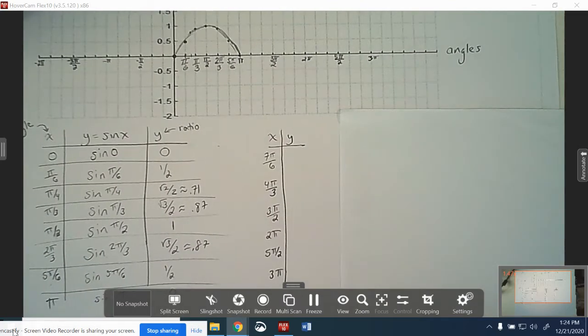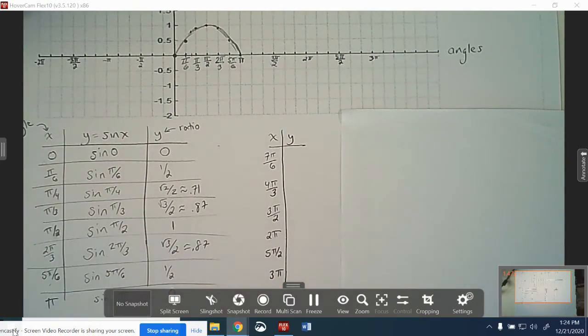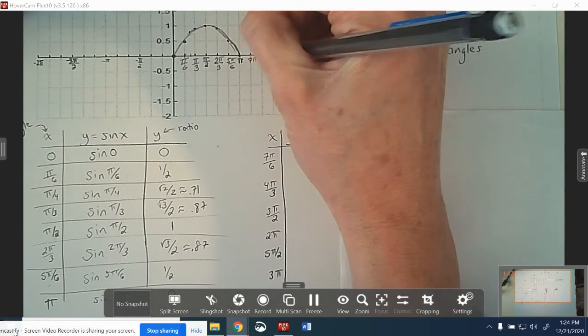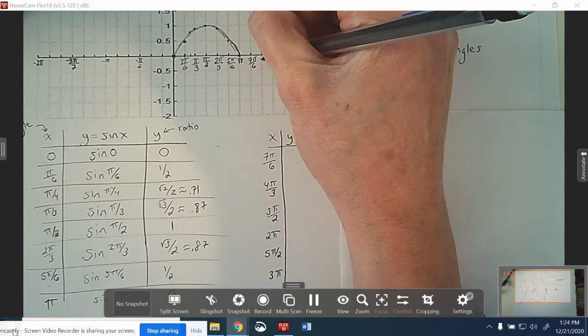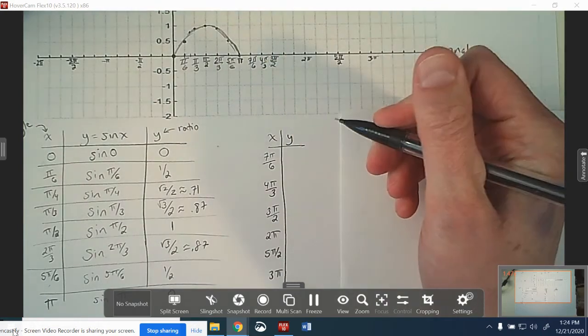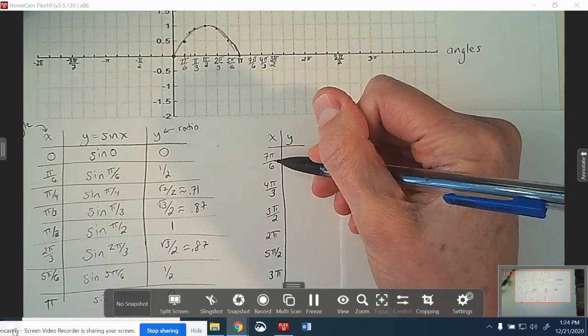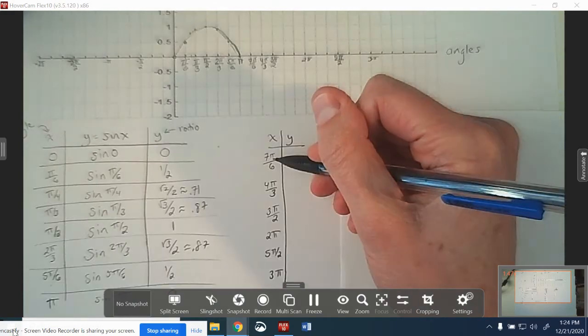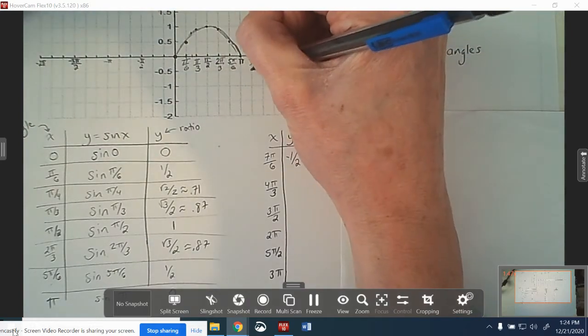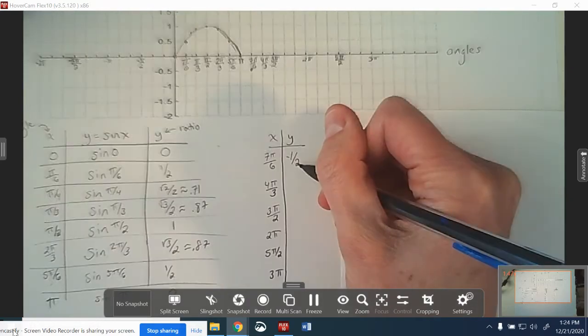I'm going to make a smaller table now because I don't think I need to put this step of work for you at this point. The next tick mark is 7 pi over 6. The one after that would be 8 pi over 6. That's 4 pi over 3. Let's plug those in and see what happens. So look at your unit circle at 7 pi over 6. The y-coordinate is the value of sine. So we're going to plot 7 pi over 6, negative 1/2.